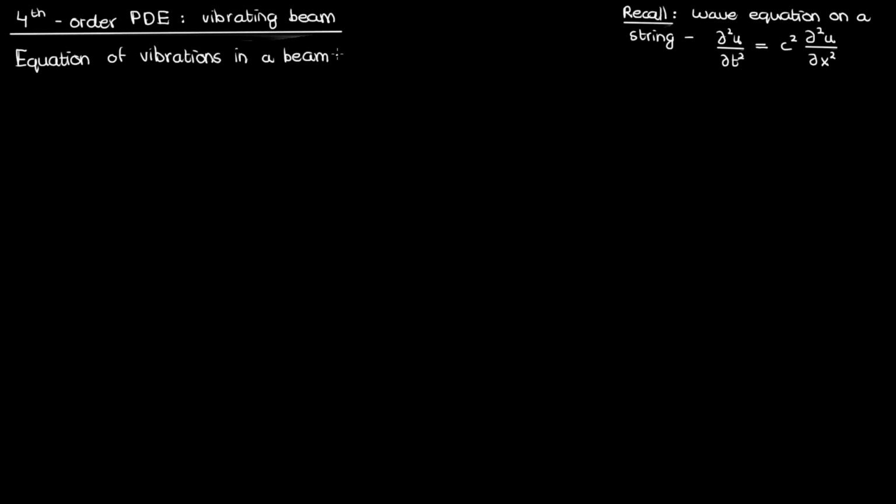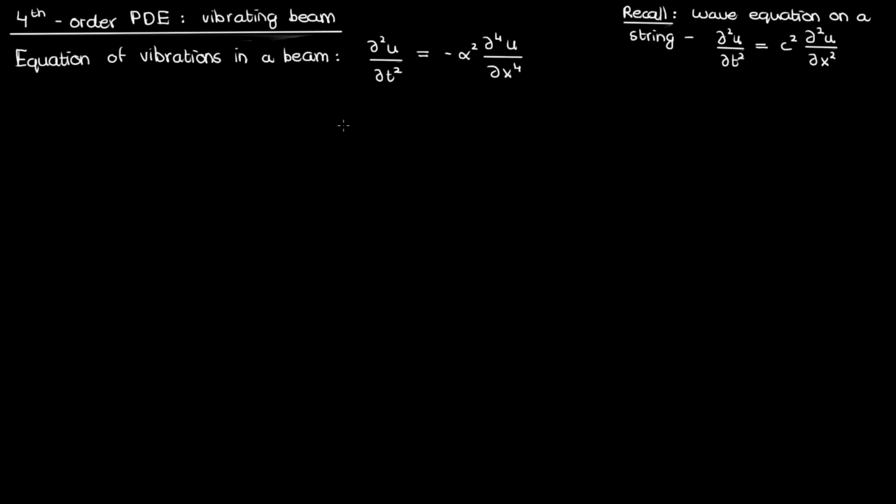You might recall the wave equation on the string as the second partial of u with respect to t is equal to the speed of the wave c squared times the second partial of u with respect to x. The quote-unquote wave equation on a vibrating beam is slightly different from the regular wave equation on a string. Because the beam's much more rigid, the equation of vibrations on a beam becomes a fourth-order partial differential equation.